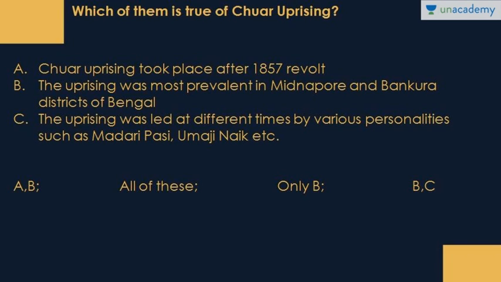Beginning with the first question, somewhat of what we did yesterday in PIB. Which of them is true of Chwar uprising? A, it took place after 1857 revolt. B, the uprising was most prevalent in Midnapur and Bankura districts of Bengal. C, the uprising was led at different times by various personalities such as Madari Pasi, Umaji Nayak, etc.